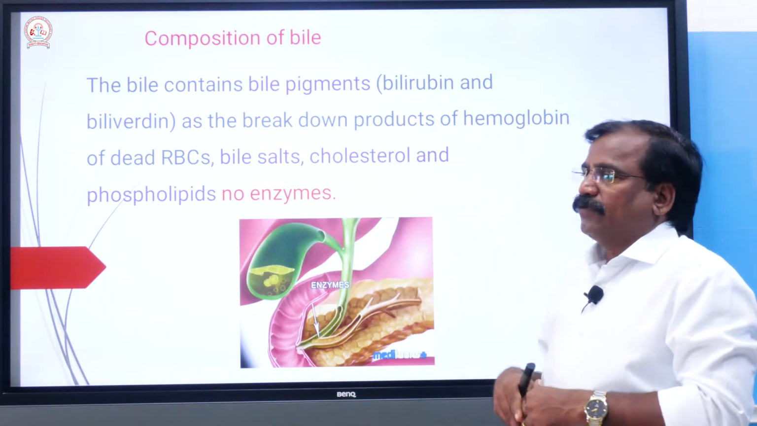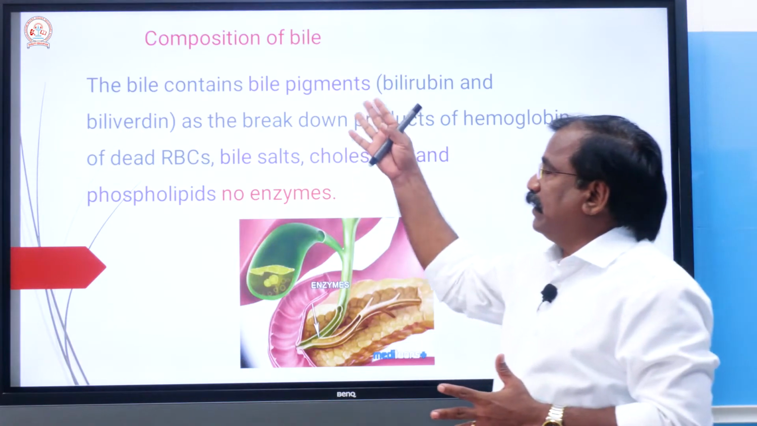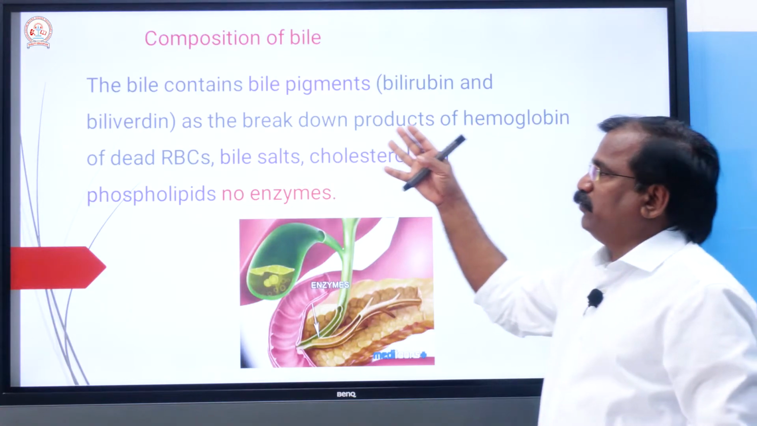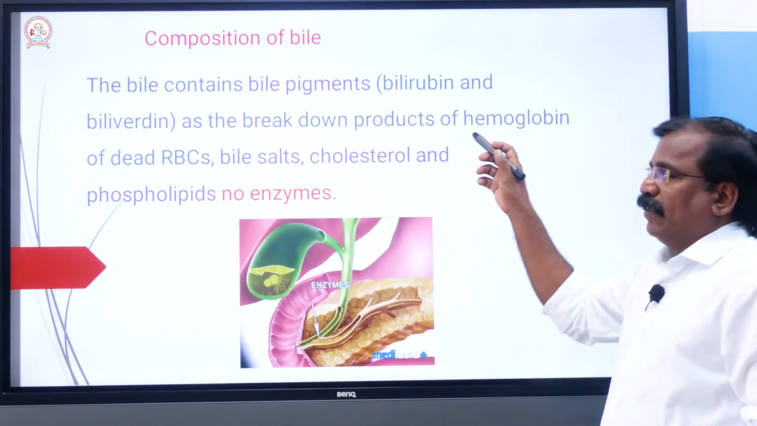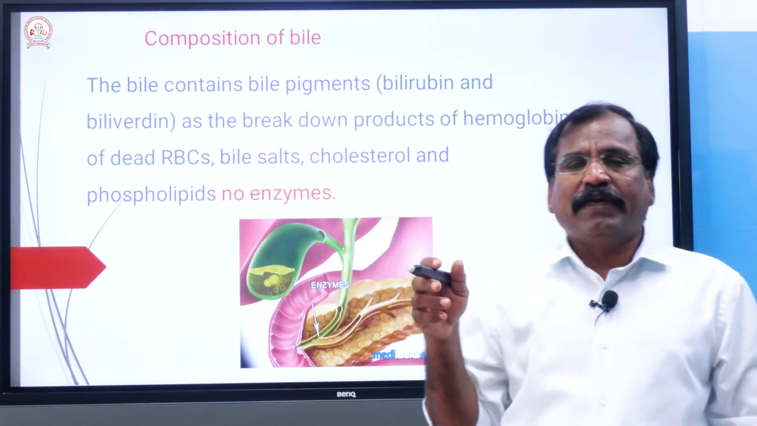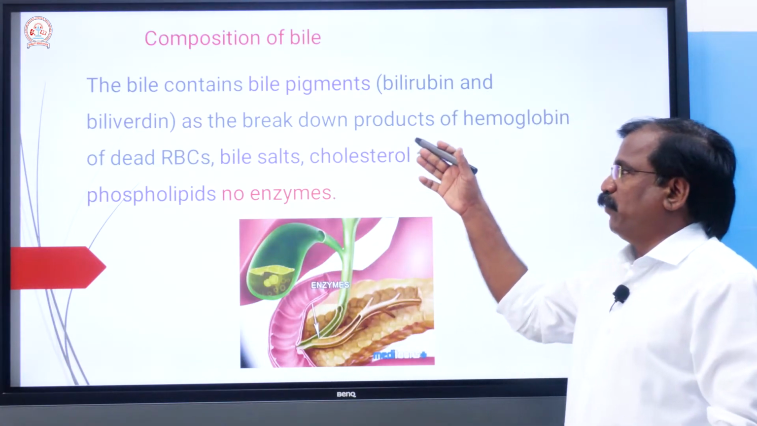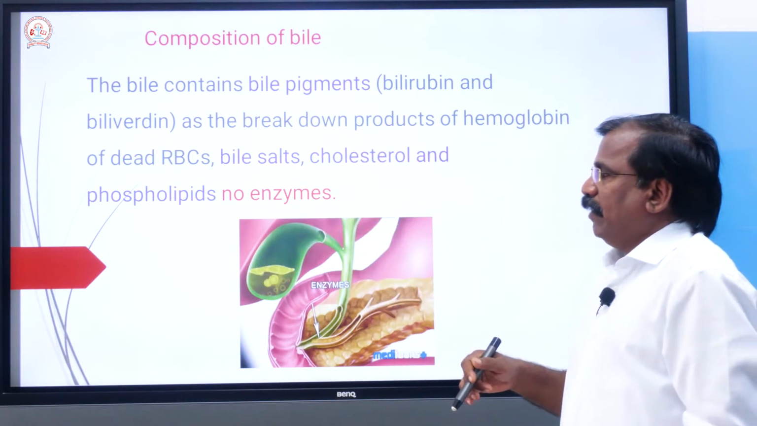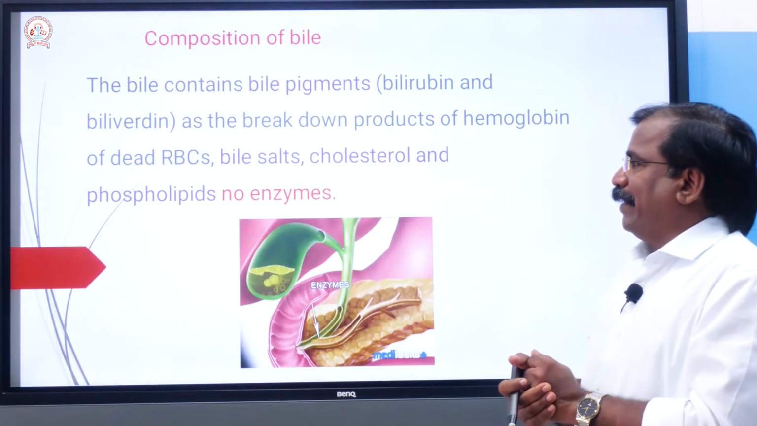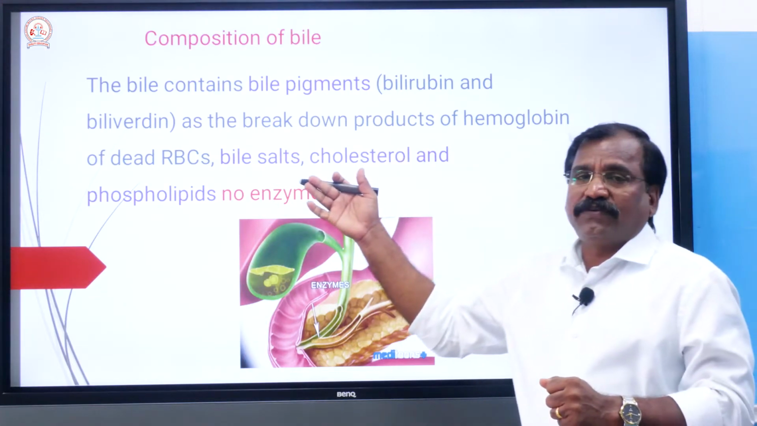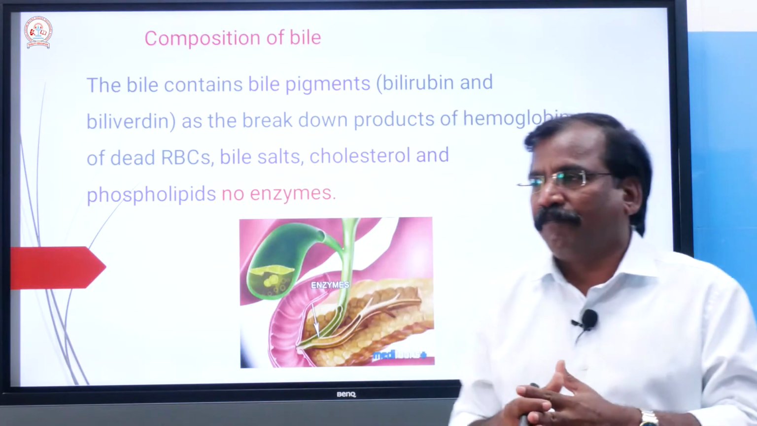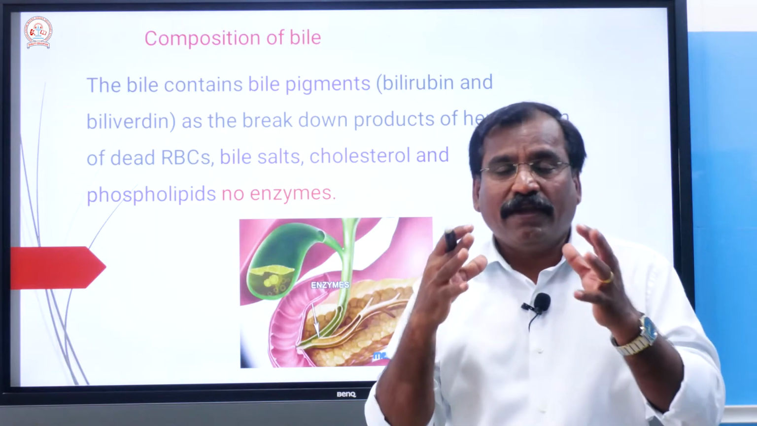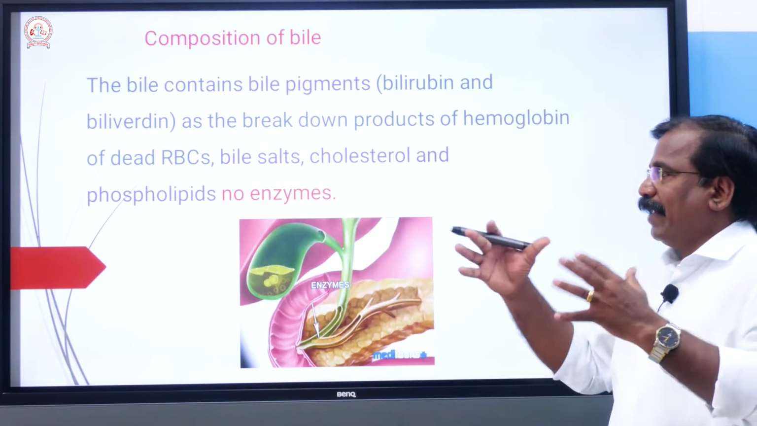First is the liver. It is the largest gland and secretes the bile juice. What is the composition of the bile juice? Bile juice contains bile pigments, which are breakdown products of the RBCs, namely bilirubin and biliverdin, and also bile salt, cholesterol and phospholipids. There are no enzymes in bile juice.